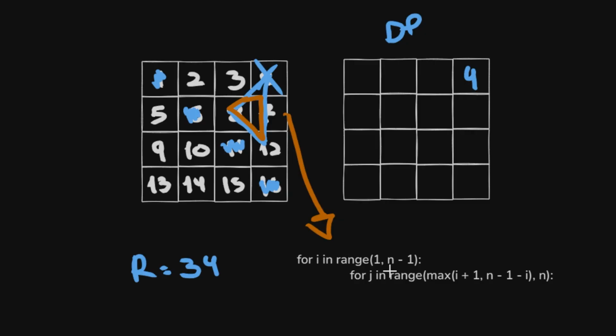We go from row 1 to row -1, -1. Remember, this is not included, so we go up to here. And for columns, we say the lower bound is the maximum among i plus 1. Remember, we are not visiting this side. So we take the maximum among i plus 1 and n minus 1 minus i. This is how we can get the shape of a triangle. And the right bound is n.